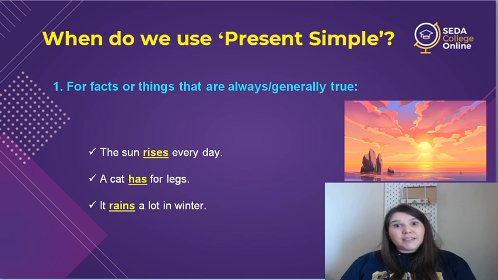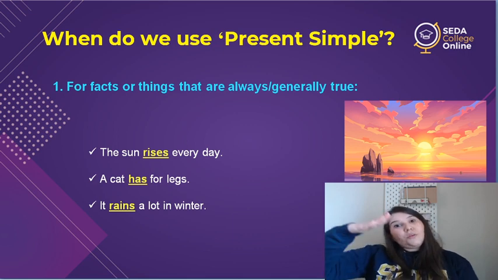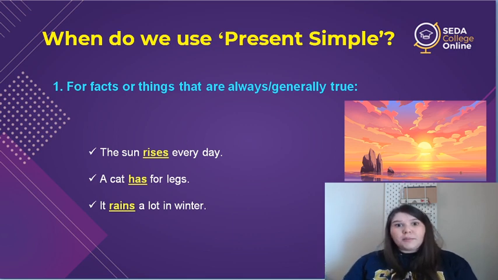So that's a fact. Every day the sun rises. No matter what happens, the sun always rises. This is a fact. It's something that's always true. So we use the present simple. A cat has 4 legs. So generally, that's true. Maybe there is a cat that is sick and he lost one leg for some reason, but in general, a cat has 4 legs. So we use present simple for that.